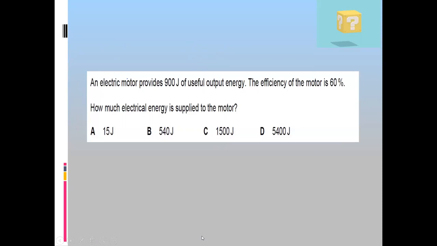Now we'll do some questions related to the topic about work, energy, and power.